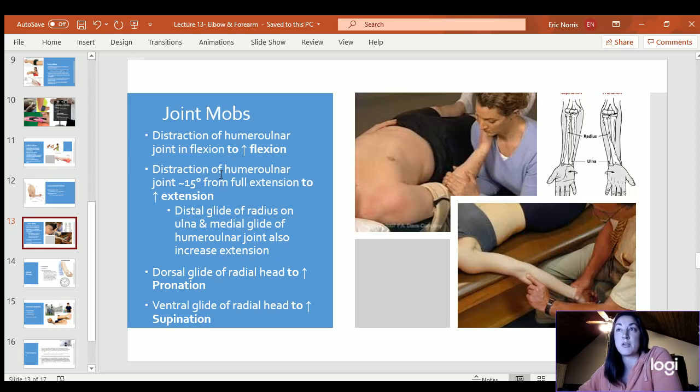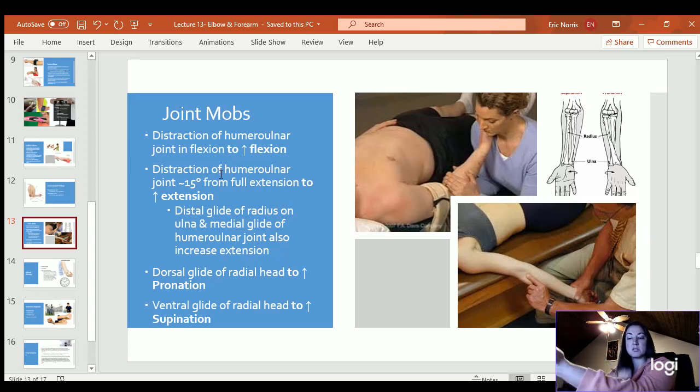range of motion. So the only difference between the joint mobilization for flexion versus extension at the elbow is the starting position of their arm. It's more of a flexed position if you're trying to focus on increasing flexion and you're pulling them into a distraction force, inferior glide, or more towards an extended elbow and doing the same thing, a distraction force.